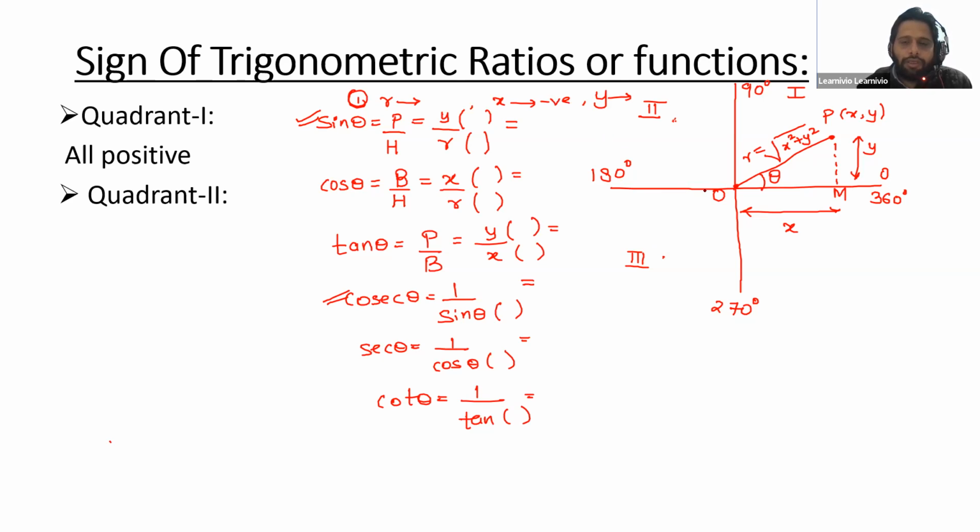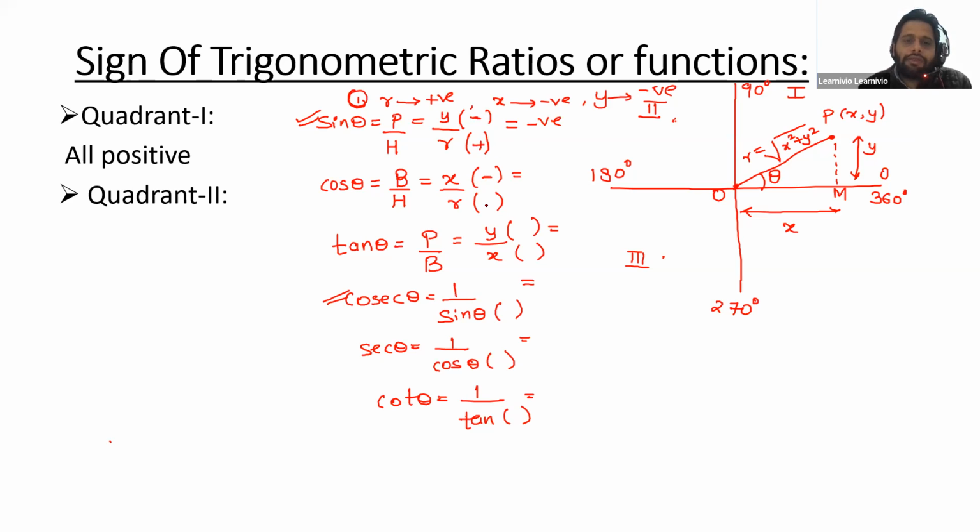And what is y? Negative. Very good. Because from the origin, we are going downwards. That's why it's negative. Now sine theta is p by h, y by r. Is r positive or negative? Yes, r is always positive because there is a square root of x square plus y square. Now sine theta is y by r. Y is negative, r is positive, so sine we will get negative.